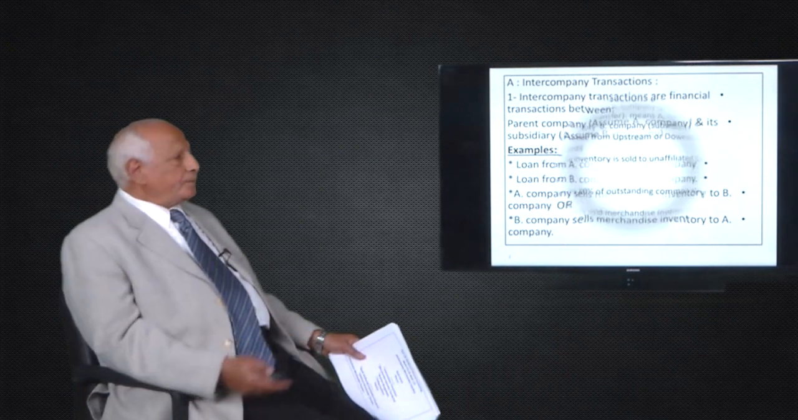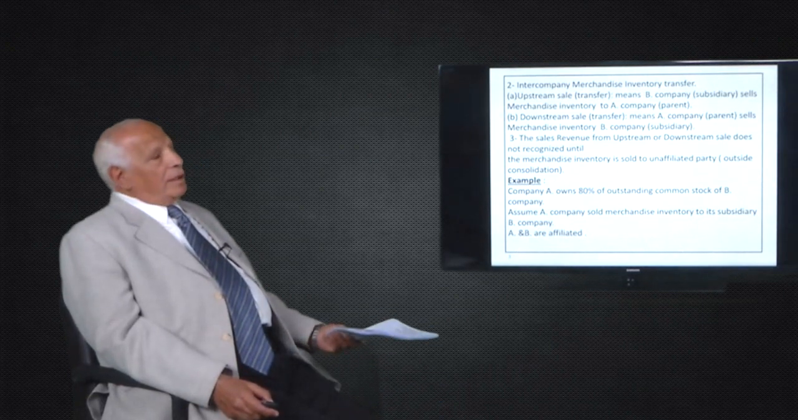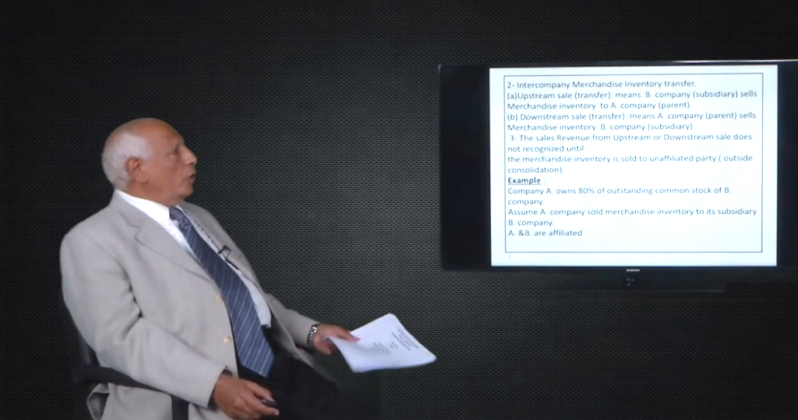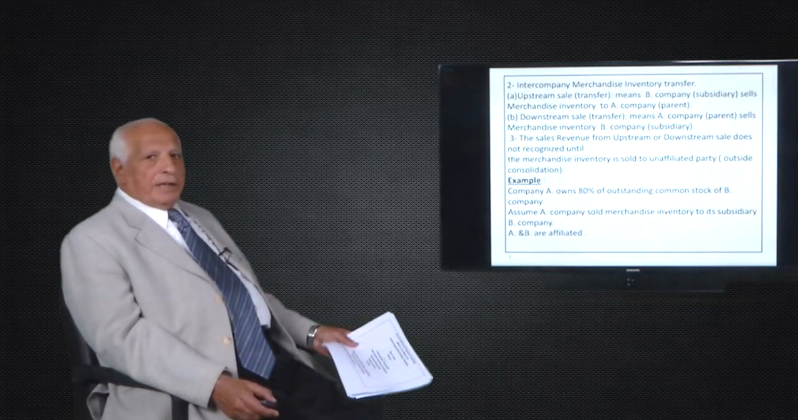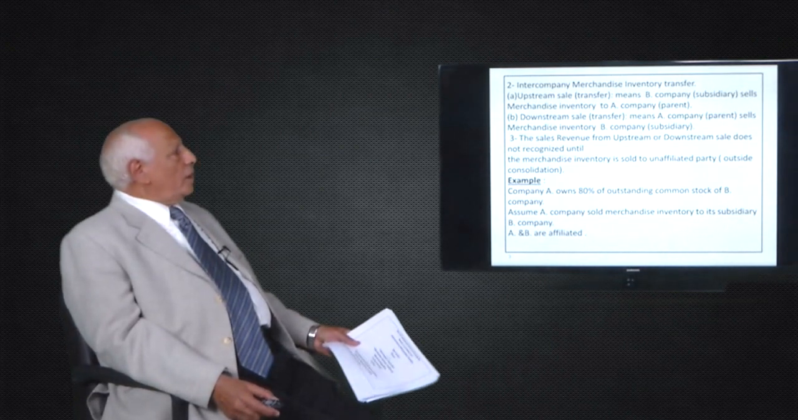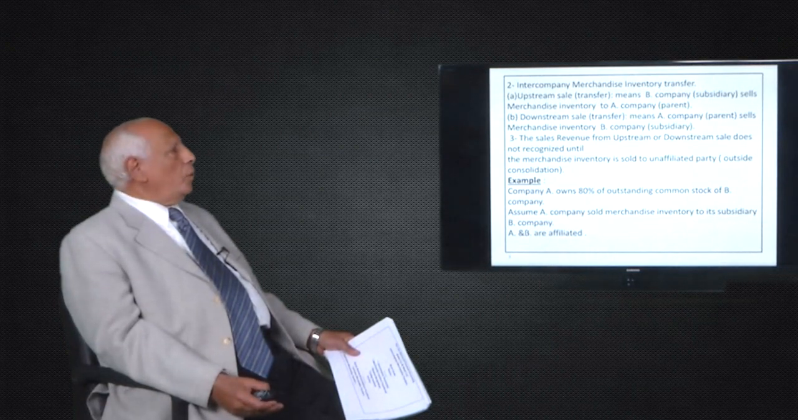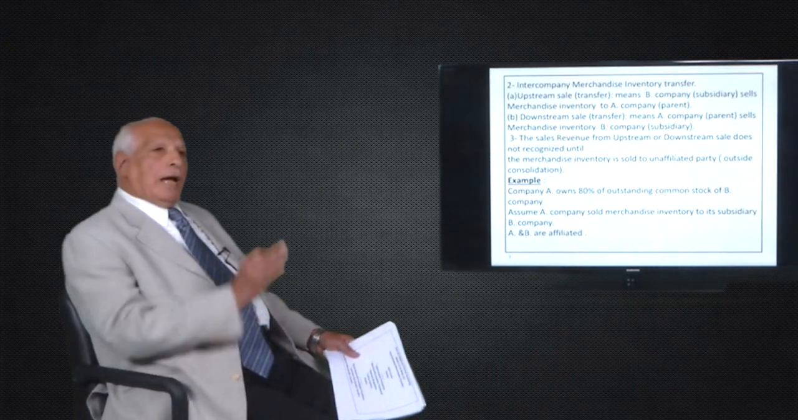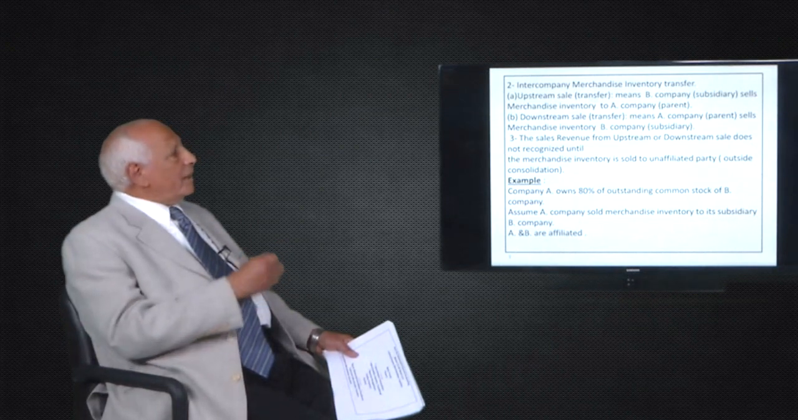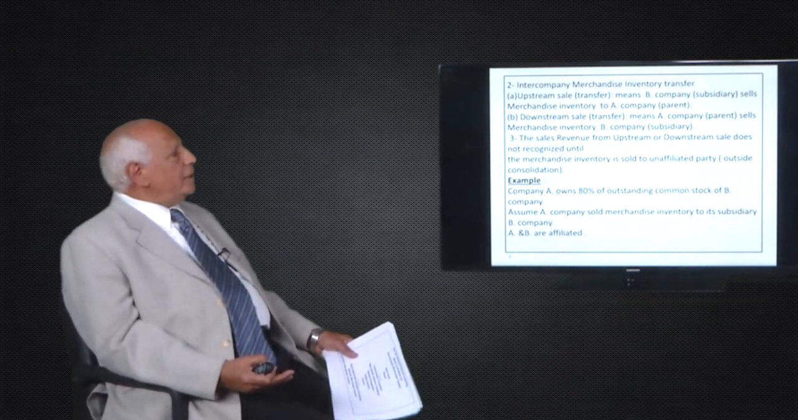After this, this chapter or this part mainly focuses on merchandise inventory. That means intercompany merchandise inventory. I'm going to start with upstream sale. When I say upstream sale, what do you mean by upstream sale or upstream transfer? It means B company, the subsidiary, sells merchandise inventory to A company. We call it upstream. Upstream means who's the seller and who's the buyer. Here, B company is the seller, selling merchandise to A as the buyer.